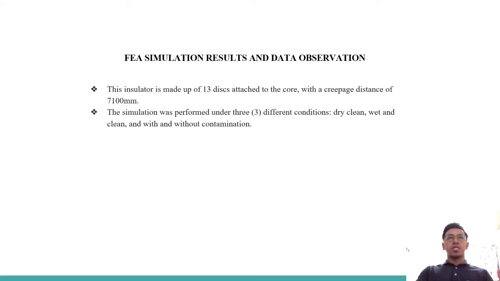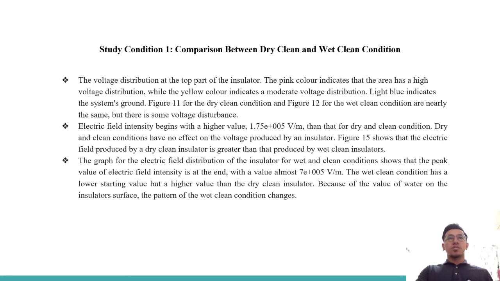First, the insulator is made up of 3 discs attached to the core with a creepage distance of 7,100 mm. Then the simulation was performed under 3 different conditions: first, dry clean; second, wet and clean; and with and without contamination. Next, study condition 1, comparison between dry clean and wet clean condition.